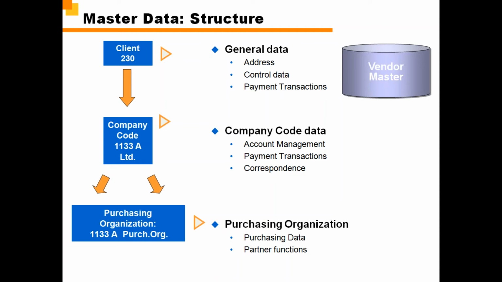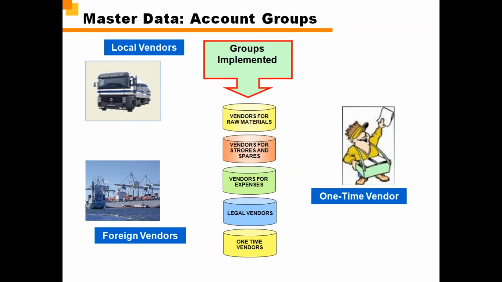And the third segment, we have the purchase organization, where we will have the fields under these two categories, purchasing data and partner function. Then these could be your vendor account groups: raw materials, storage, spares, expense, legal, one time. The one time vendor would be the vendor with whom we will be dealing only one time, and we will not create their master record. Why? Because we will be dealing with them only one time.